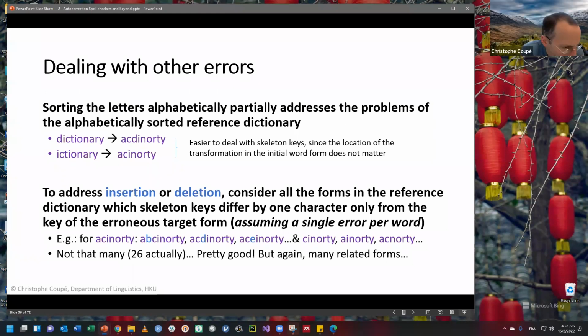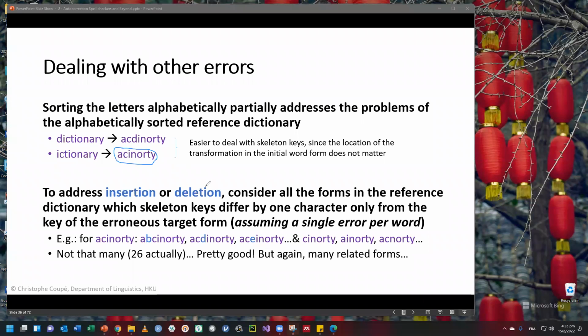Now let's say that we have something like ictionary, and we have this skeleton key. How can we consider insertion or deletion? How could we reconstruct the possibility that dictionary was the correct word? What you could do, you consider all the forms in the reference dictionary whose skeleton keys differ by one character only.